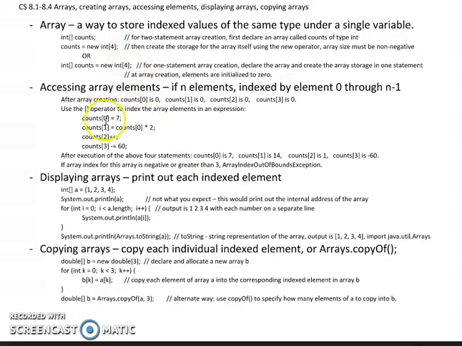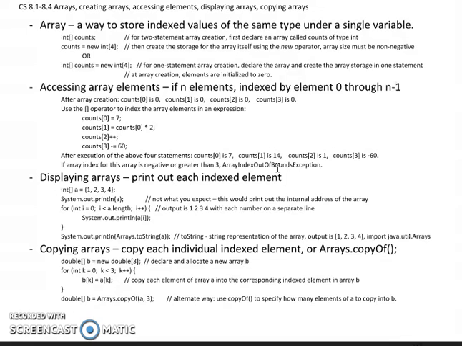You allocated 4 elements. Remember, there's 0 through 3. Counts 4 doesn't exist, so it'll give you an array index out of bounds exception. If you try to give a negative index, try to index counts negative 2, that element doesn't exist, so it'll give you the array index out of bounds exception.